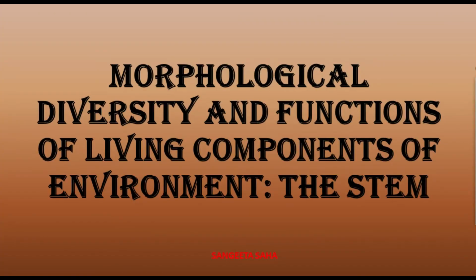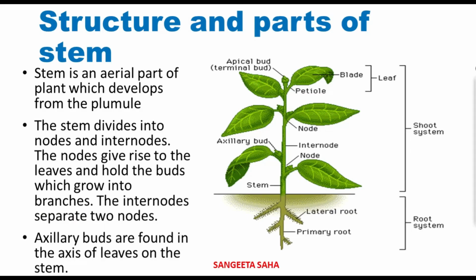In the last lesson you have already learned about the morphology of root. Today you are going to learn about the morphology of stem. Now, stem is basically the aerial part of the plant which develops from the plumule. As you can see in the diagram, stems are usually positively phototropic, that means it is facing towards the sun, and negatively geotropic, that is, it is away from the soil.